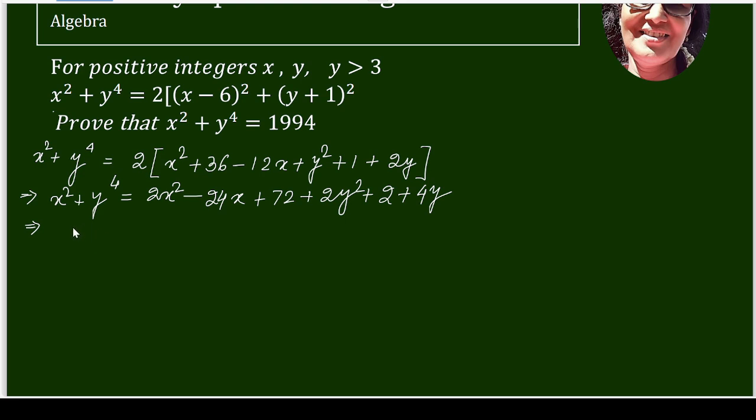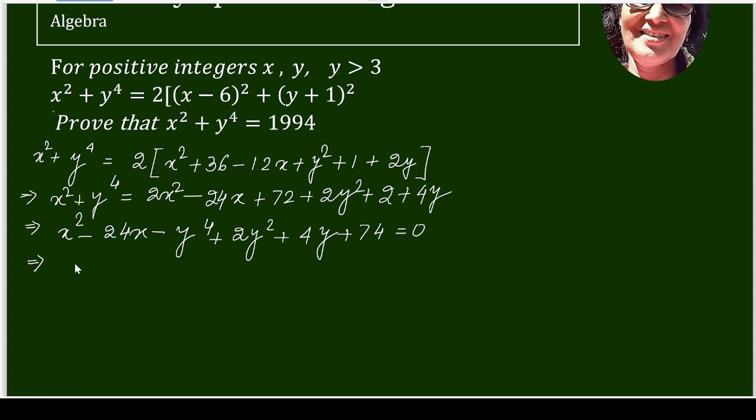I'm shifting everything to the right side and making the left-hand side 0. So it will be x squared minus 24x minus y to the power 4 plus 2y squared plus 4y plus 74 equals 0. So this is a quadratic equation in x.